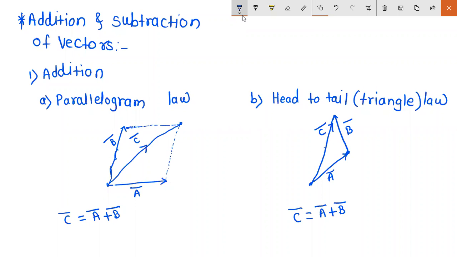Similarly, there is a second law for addition, that is head to tail or triangle law. In this you have to draw two vectors. Here we are considering vector a bar whose head is connected to the tail of vector b bar, and then simply draw one line connecting vector b bar's head to vector c bar's tail. Sorry, vector a bar's tail. So this is vector c bar, which gives the addition of the two vectors, a bar and b bar.